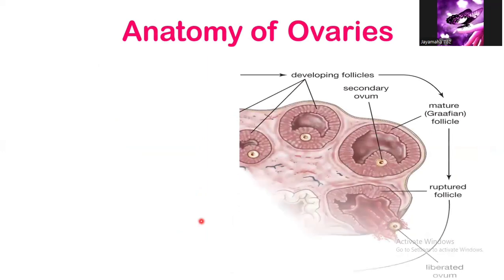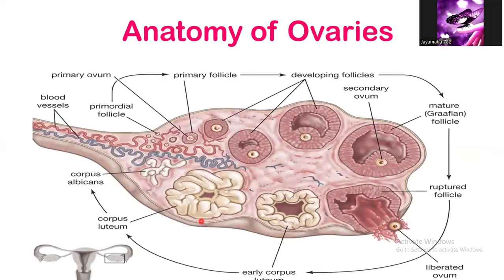Now let's study the anatomy of the ovaries. According to this picture, it depicts the different stages of follicular development, ovulation, and the formation of the corpus luteum within the ovary. Here you can see the primordial follicle. It develops into primary follicles. Then there are developing follicles. Here is the Graafian follicle. Here ovulation occurs by liberating the ovum. Then it transforms into the early corpus luteum, then the corpus luteum, and finally you can see the corpus albicans.